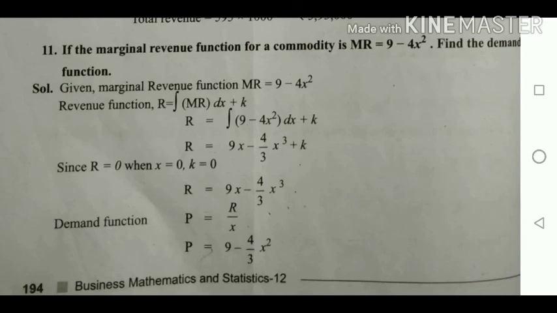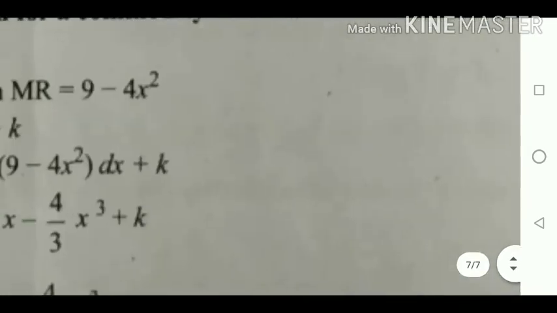So the next sum, the marginal revenue is also given, find the demand function. You may integrate it in order to find the demand function, okay? Then after finding R, you may divide it by x, you are getting the value of p, okay? This is the way you are going to see the sum, okay?